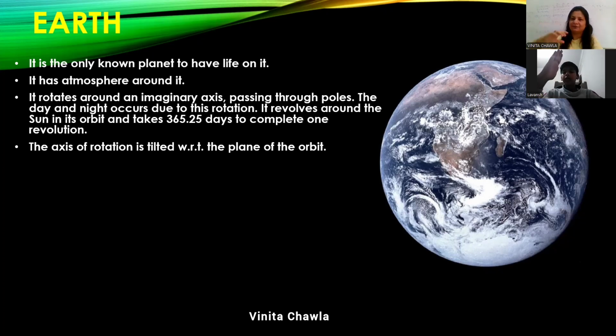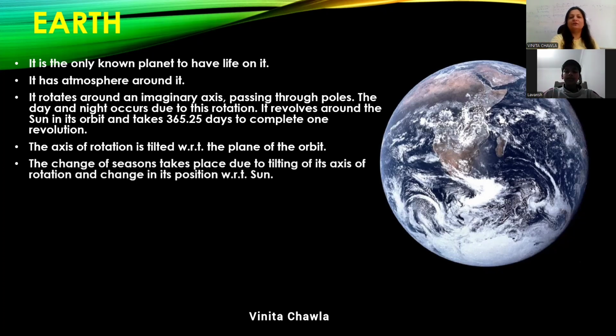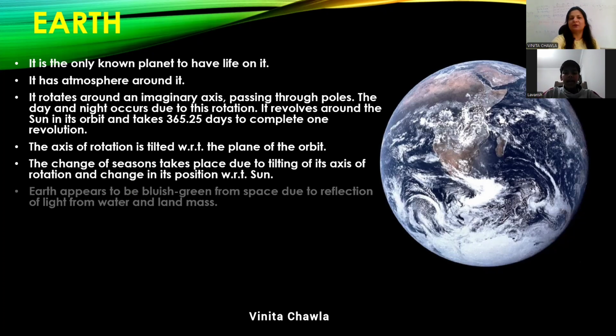Yes, it is tilted. And the change of season takes place due to the tilting of its axis of rotation and the change in its position with respect to the sun. Earth appears to be bluish green from space due to reflection of light from water and land mass. Okay?